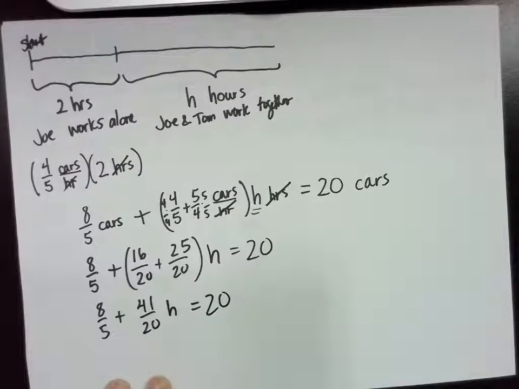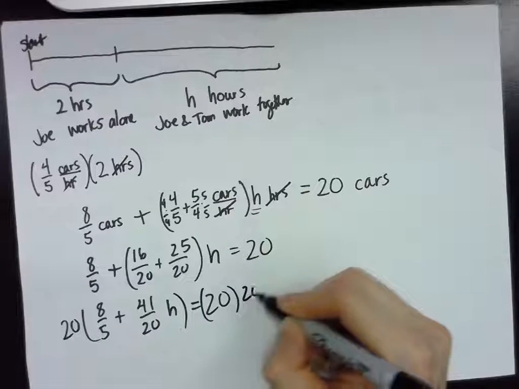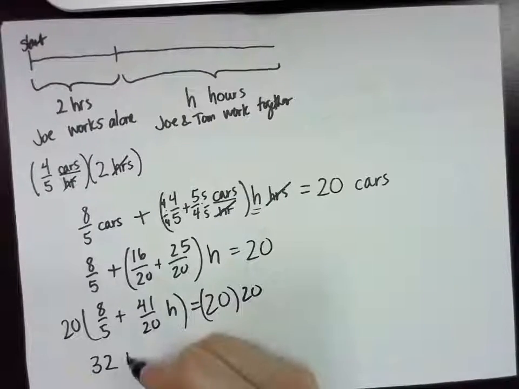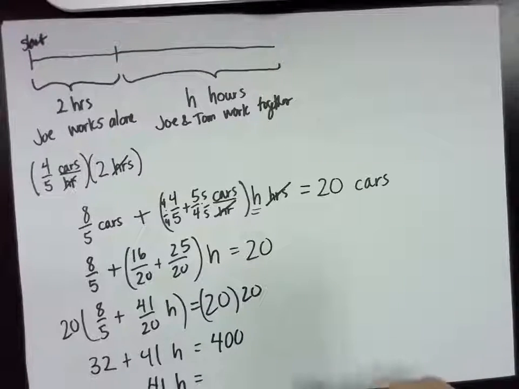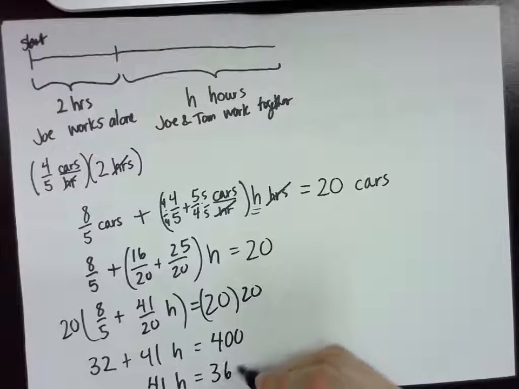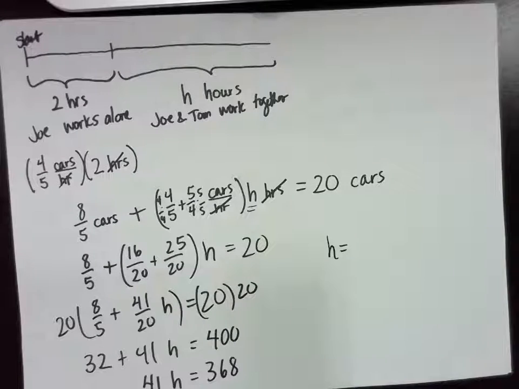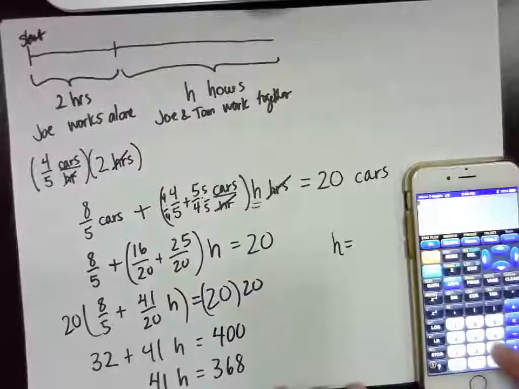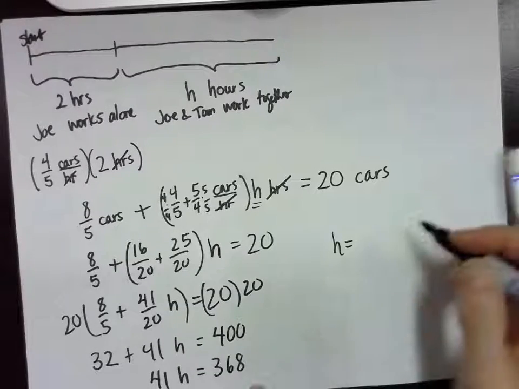Multiply everything by 20, and that way we can get rid of our fractions. So, okay, 5 goes in 20 four times, so this is 32 plus 41H is 400, or 41H equals 368, and divide both sides by 41 and we get H equals 368 divided by 41, 8.975.